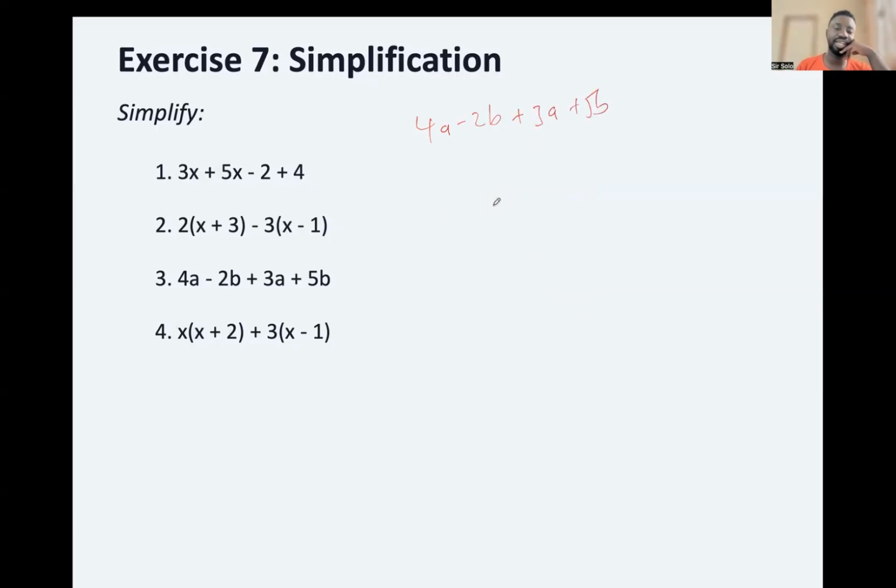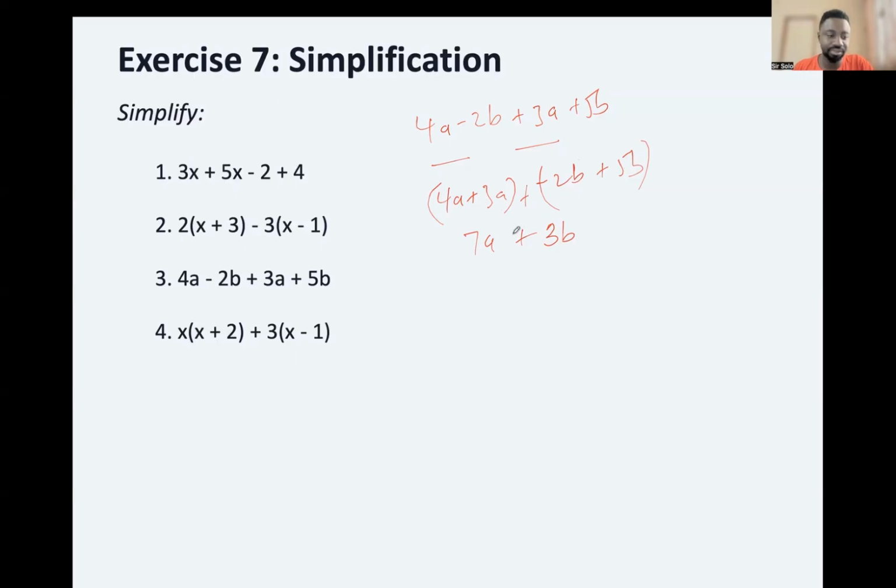You group like terms. 4a and 3a will come together. Minus 2b plus 5b, right? So we're going to have 7a plus, minus 2b plus 5b gives us what? 3b. Good.